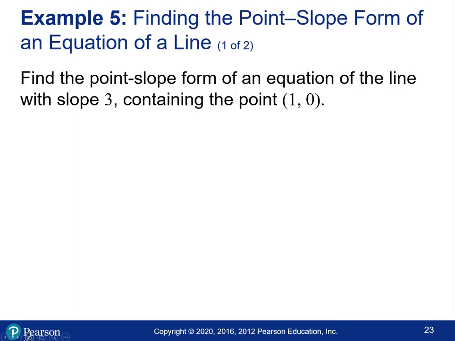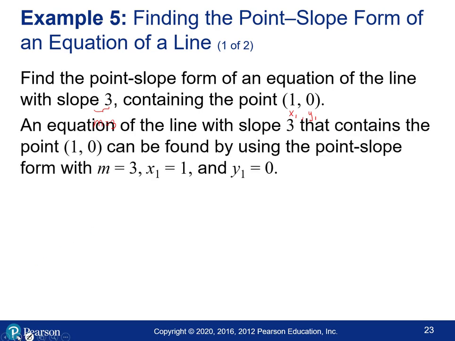Okay, so let's do this example. We have to find the point slope form of an equation of a line. The slope is 3, so m is 3, and the point on the line is (1, 0), so that's x1 and that's y1. Okay, so we have all of our information that we need. We have m, x1, and y1.